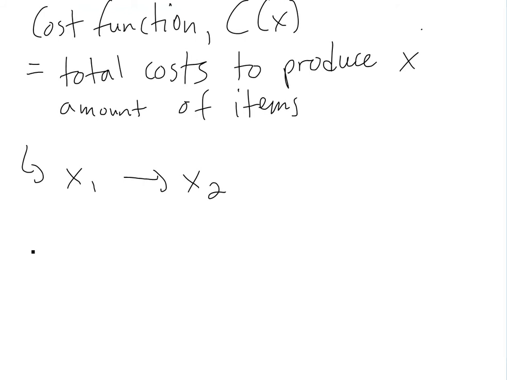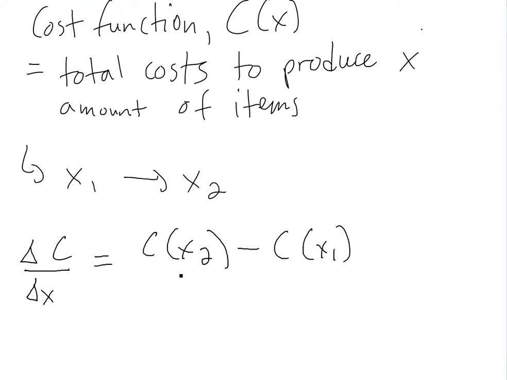Then the average rate of change of the total cost is just going to be delta c over delta x, and this is just going to be equal to the cost of producing x2 amount. In this case, let's say you increase from, say, 5 cars to 10. So then just minus the cost of producing x1 amount, and then you just divide it by x2 minus x1.